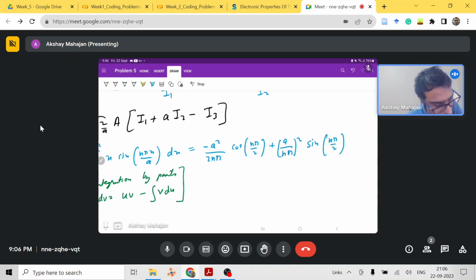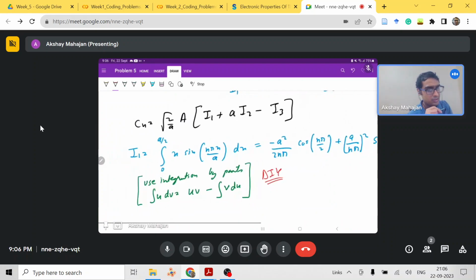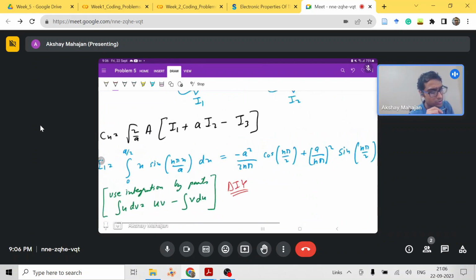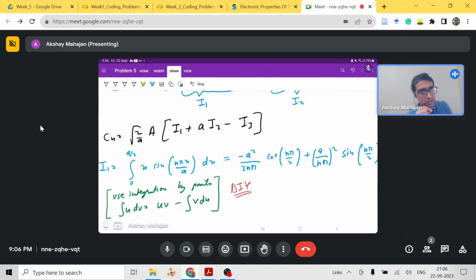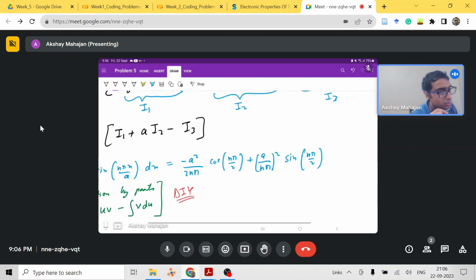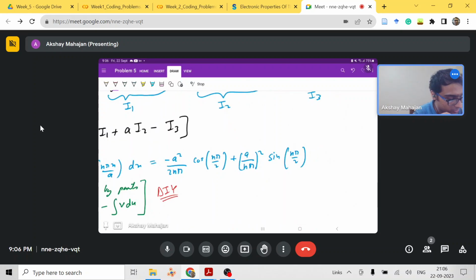So this is a DIY. Using this integration by parts, it's a similar calculation, only the integration limits have changed. So hopefully you should be able to solve it, and you should get this: minus a square upon 2 n pi cos of n pi by 2 plus a by n pi whole square sine of n pi by 2. And if you have any doubt, you can ask in the discussion forum or in the YouTube comments.